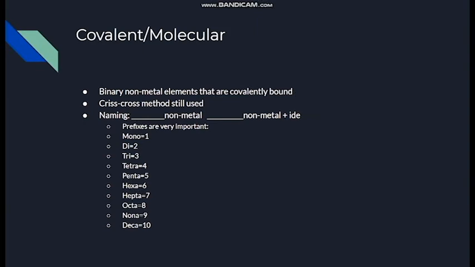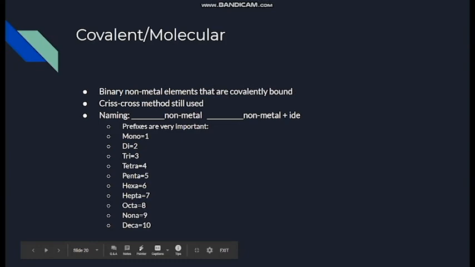Covalent and molecular compounds. These are going to be binary nonmetals that are covalently bound. The crisscross method, as usual, will still be used. The naming is going to change a little bit. We're going to use a prefix and then add the name of the nonmetal, then another prefix and the name of the nonmetal, and we add "ide" at the end. The prefixes, these ones you will have to memorize.